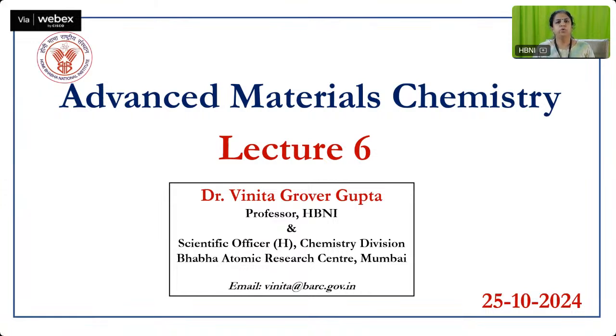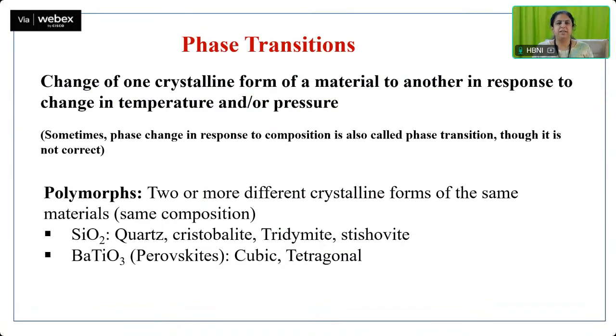All right. So to start with the next topic, the second last topic in your general materials core chemistry course of this module of your AMC course, is phase transitions. As the name suggests, what is a phase transition? If a material has the propensity to exist in more than one polymorph, more than one crystalline form, then transformation from one to another is called the phase transition.